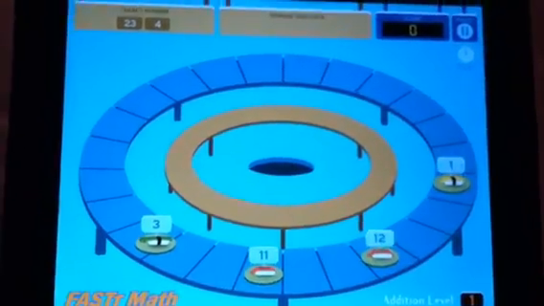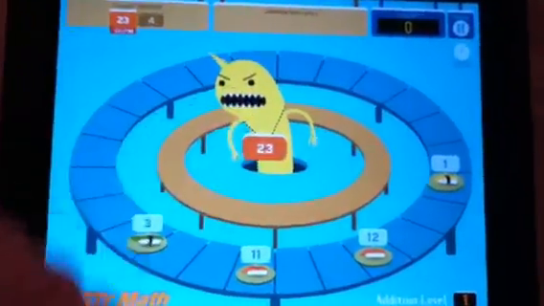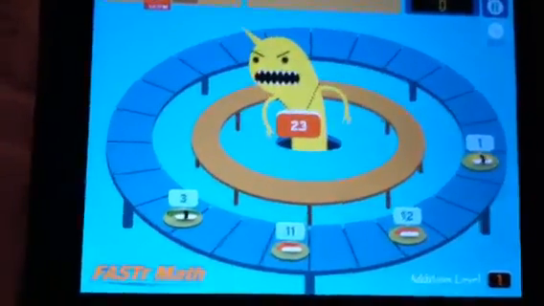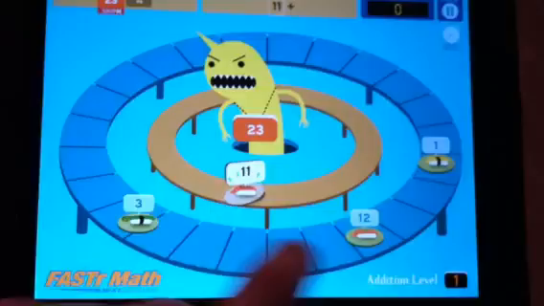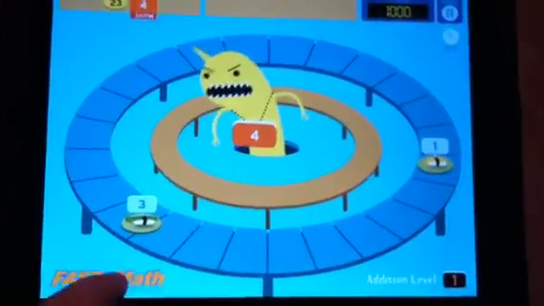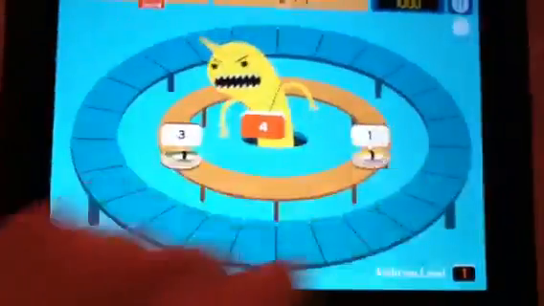The object is to get the target number, which is up here on the left, to feed the monster. The target number is 23, so we have to find the 2 plates of food that equal 23. I'll choose 11 and 12. That gives us 23. Our next target number is 4. How do we equal 4? 3 and 1.